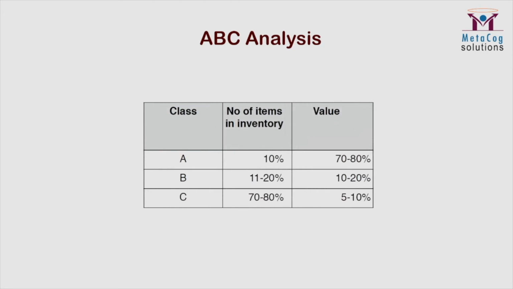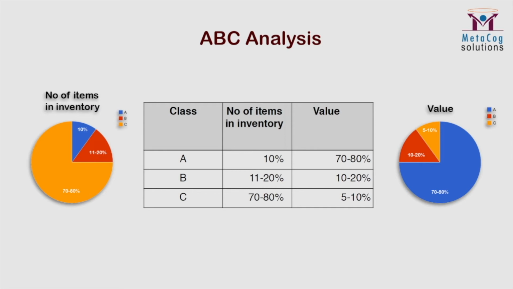ABC analysis. Let us refer to the table above. Class A items constitute approximately 10% of the number of items in inventory, and their value typically ranges from 70 to 80% of the total value of inventory. Class B ranges from between 11 to 20% of the items in inventory, and their value ranges from between 10 to 20% of the total inventory value. The last category, Class C, makes up 70 to 80% of the items in inventory, and their value is only between 5 to 10% of the total inventory value.